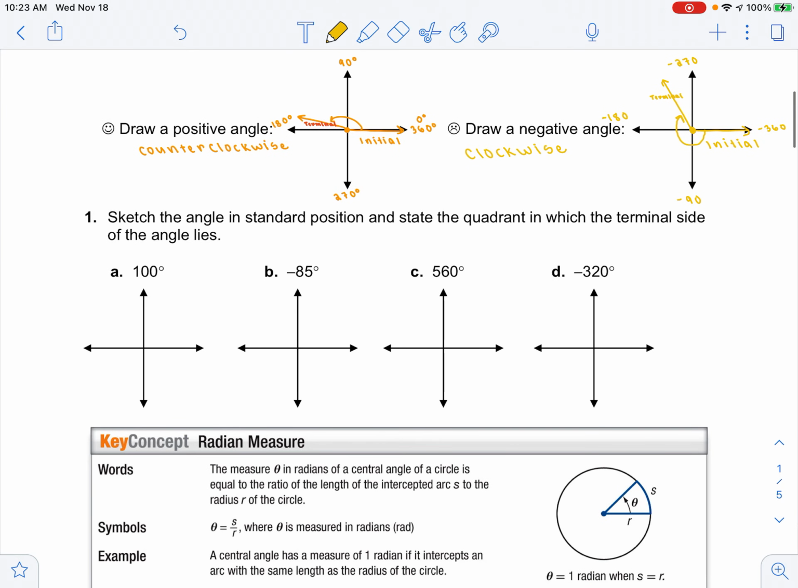Now these next 4 problems practice graphing angles. So what you can do is pause the video at this time and try to do parts A through D, and then replay the video and you can watch to make sure you got all of these right.